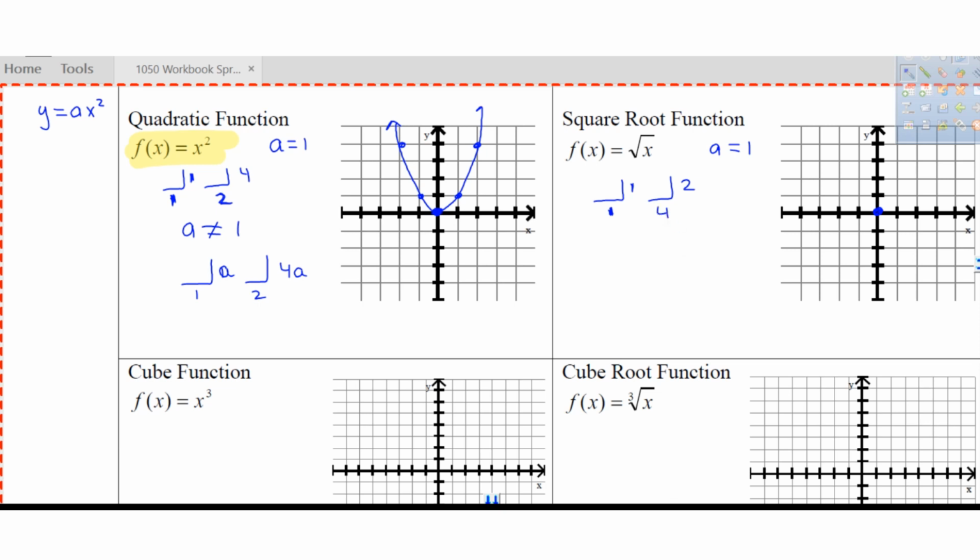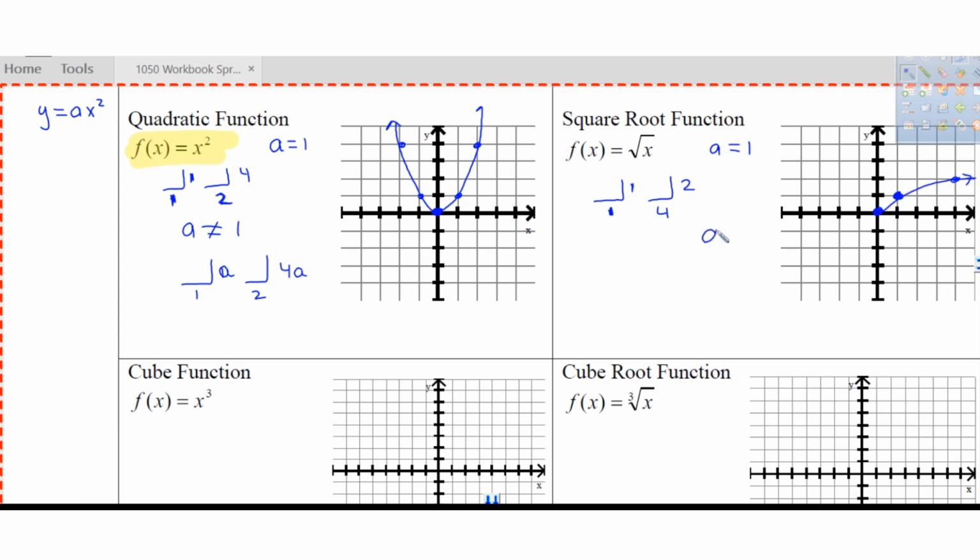So go from the origin, go right 1, up 1. Here's where people get confused. Look right here. You don't go from the second point to do the 4, 2. You go back to that original. So you go right 4 and up 2. There's your square root, and it looks like that.